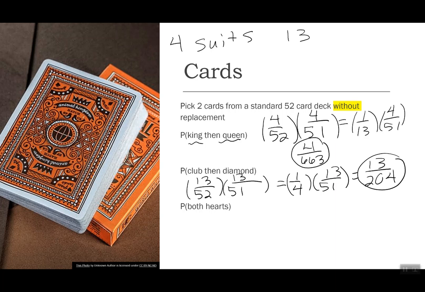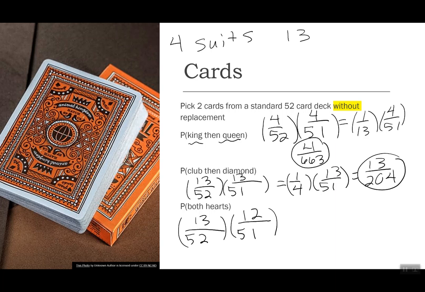And the last one says both hearts. Okay, so hearts. We're thinking just like the clubs and the diamonds, I have 13 hearts out of the 52. Little bit different this time because now that I hold a heart in my hand, it means there's only 12 left in the deck. So we do see that little difference this time of the numerator changing as well. The denominator is 51 one more time.